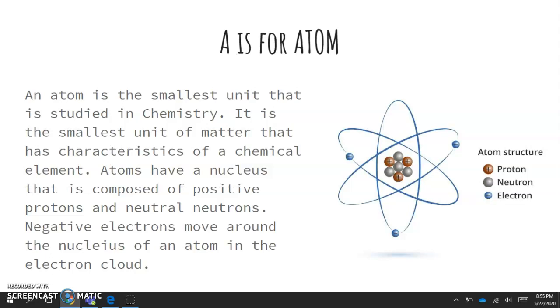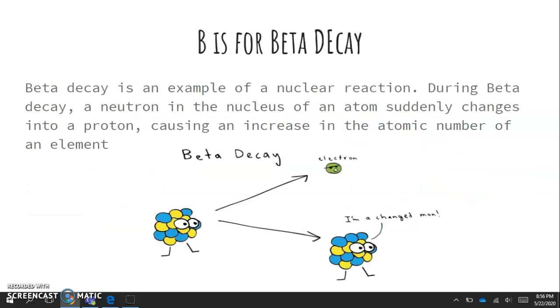So here's my definition. So an atom is the smallest unit that's studied in chemistry. It's the smallest unit of matter that has characteristics of a chemical element. They have a nucleus that's composed of positive protons and neutral neutrons. Negative electrons move around the nucleus, which is spelled wrong, of an atom in the electron cloud. I did this super quick. See, in the pacing guide, there's a place for reviewing so that this doesn't happen. And then I have my picture of my atomic structure.